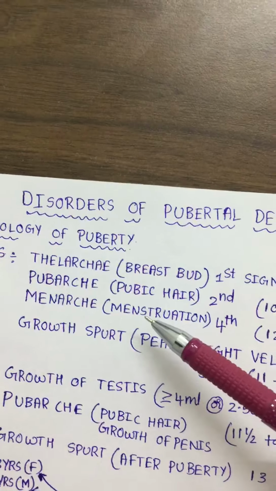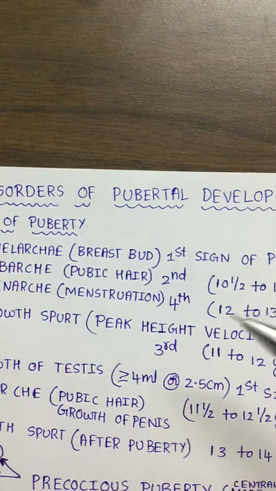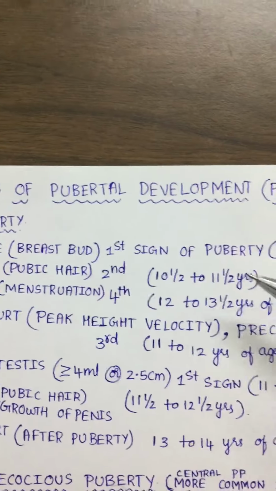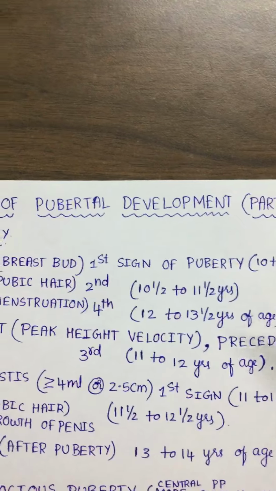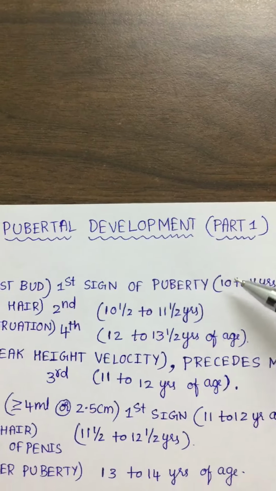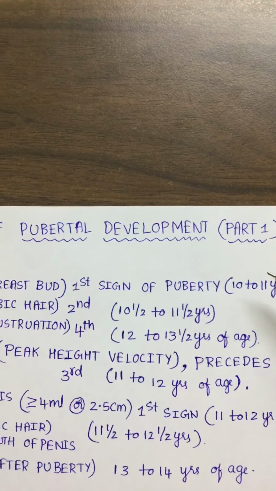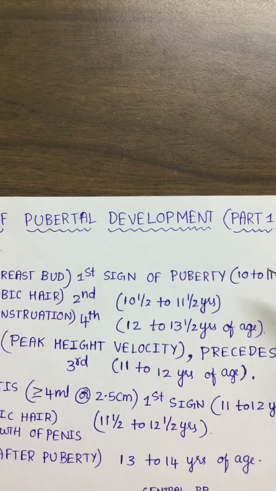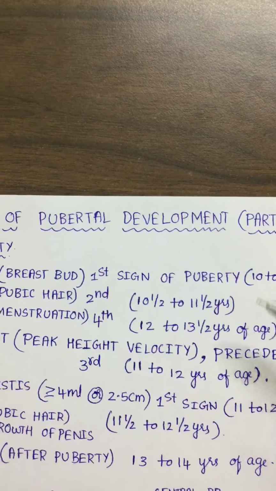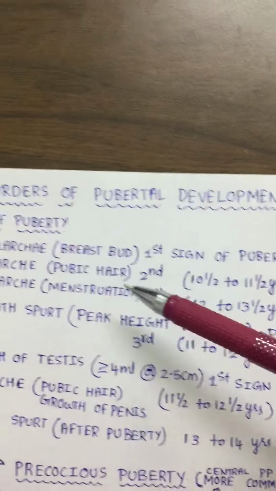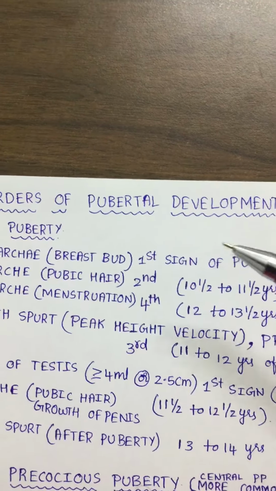Menarche is the appearance of menstruation. This is the fourth sign to appear. It occurs at 12 to 13.5 years of age. Means it occurs 2 to 2.5 years after the thelarche, 2 to 2.5 years after the first sign of puberty. Okay, menarche will occur 2 to 2.5 years after the first sign of puberty. This is the fourth sign to appear in the stages of puberty.